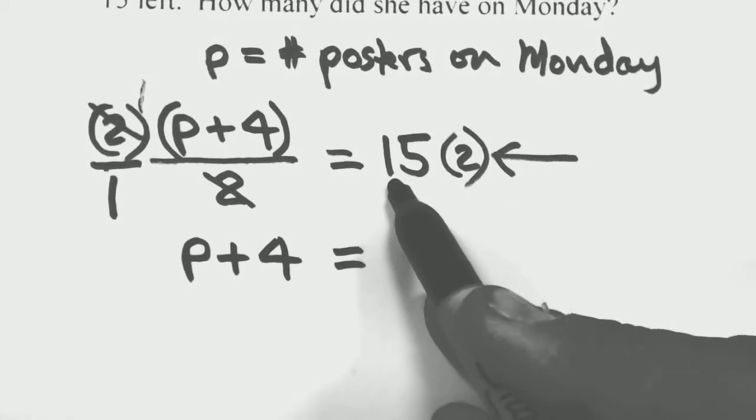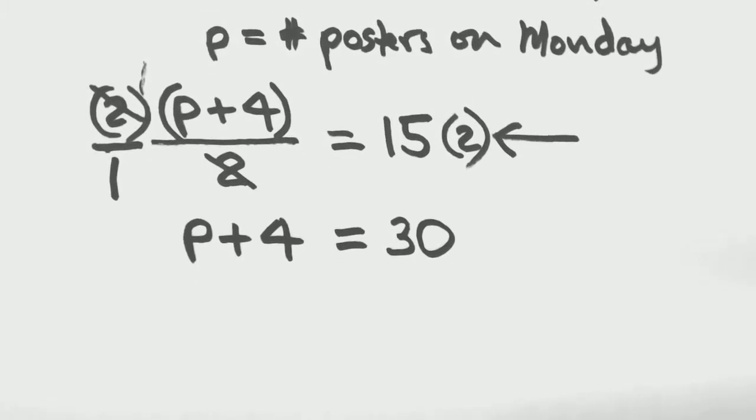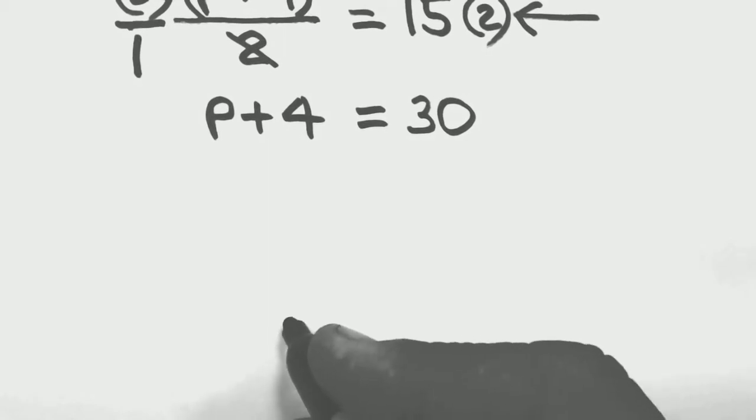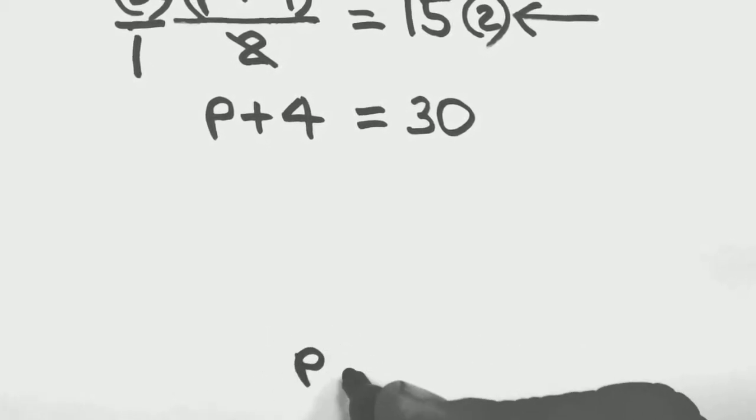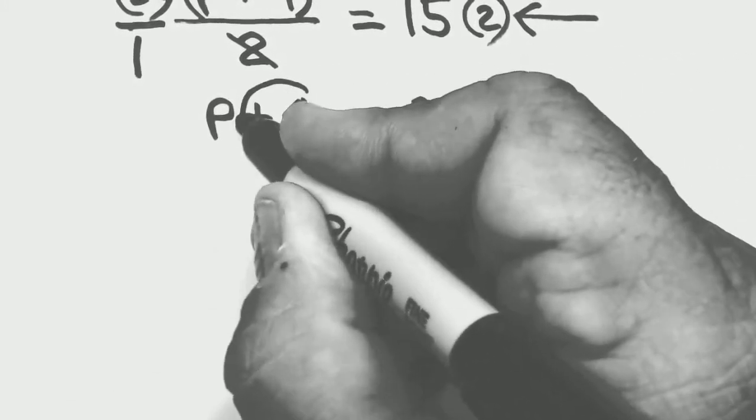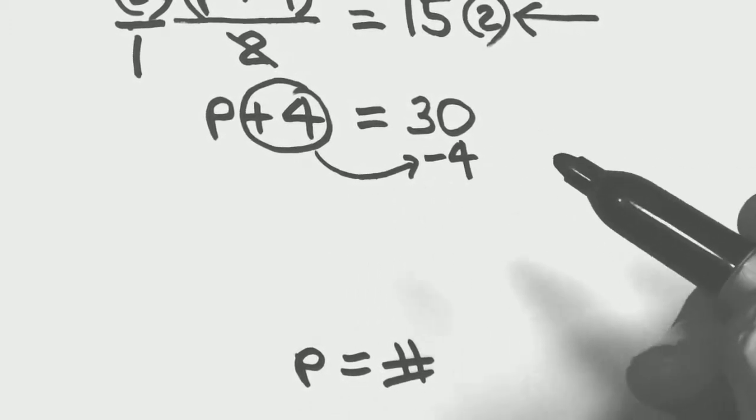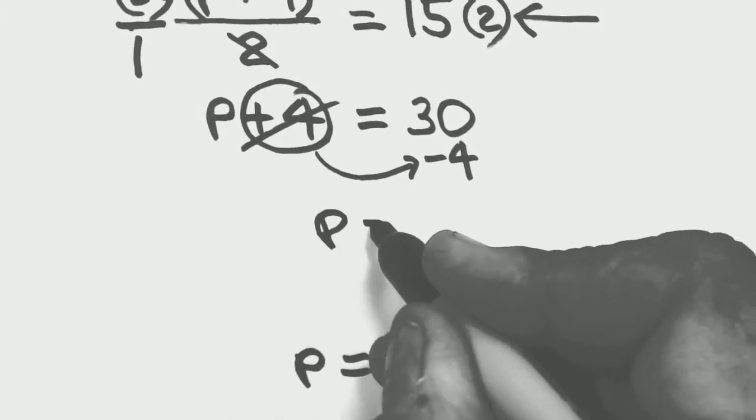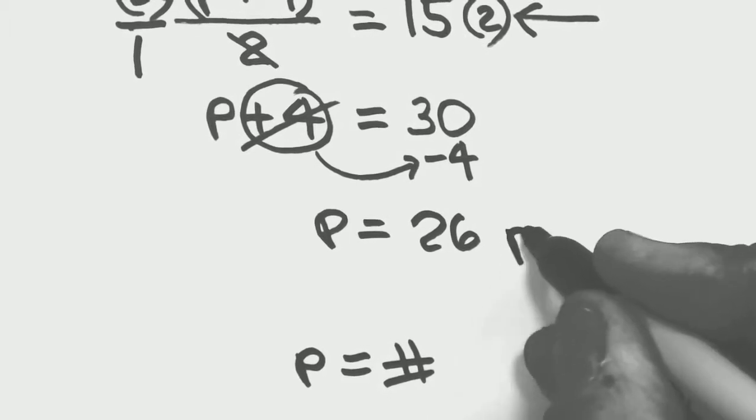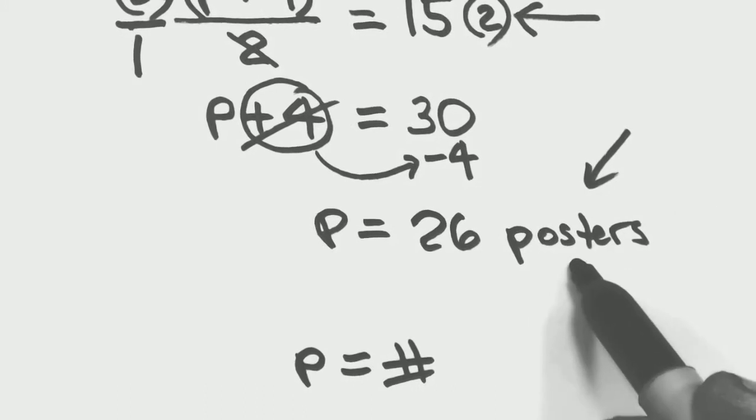Well, what do I have on the right? 15 times 2. Well, that's 30. Okay, now, of course, the only thing left to do is see who we've got to move here. And let's see. Of course, we're aiming for P equals whatever number the answer happens to be. So the plus 4 is on the wrong side. It has to move over here as negative 4. And we end up with P equals 30 minus 4, or 26 of these posters. So there's our final answer, how many she had on Monday.